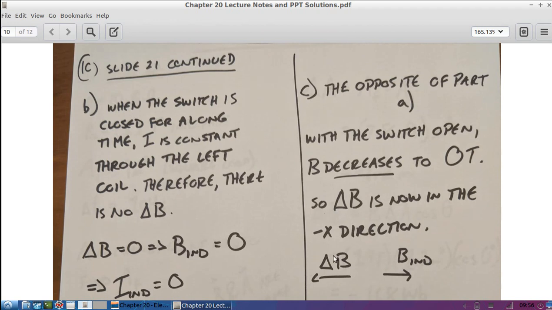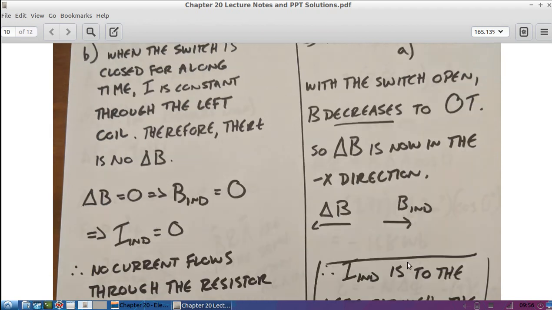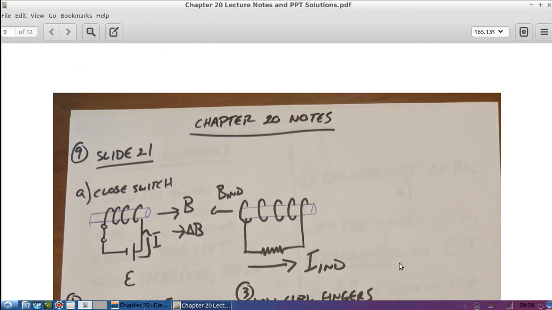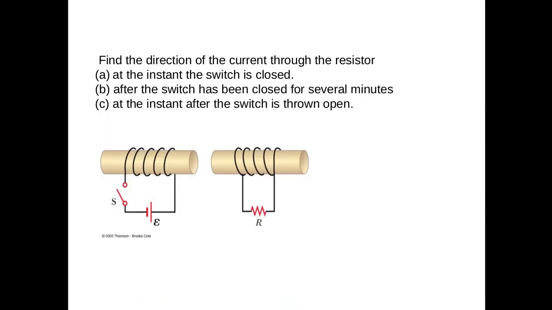So delta B is in the negative X direction, B induced is in the positive X direction. And so same diagram, except we're grabbing the wire from underneath. We're grabbing the coil from underneath. So it's looping around like this, and then it's coming out like this. And then it's going to the left for part C. Okay, so again, this is pretty similar to a web-assigned problem. So study that. Use your right hand rule, find the direction of delta B, switch it, that's the direction of B induced. Use that right hand rule, grab the wire, find the direction of the induced current.